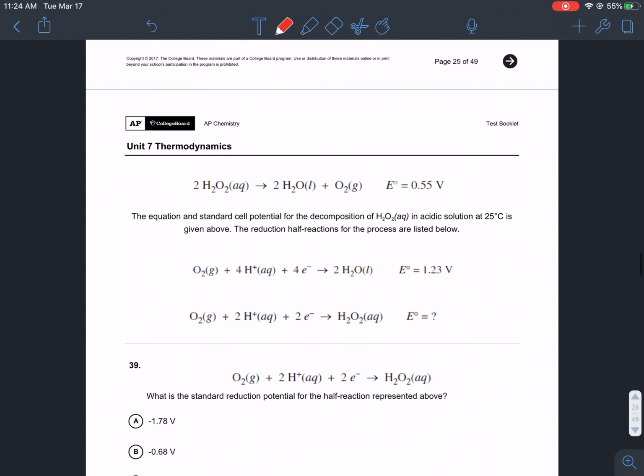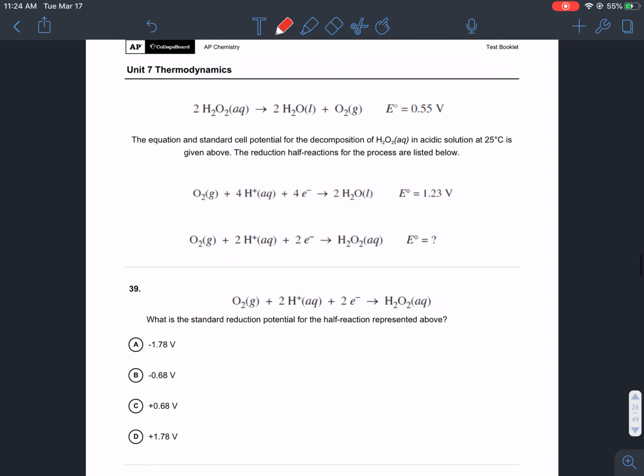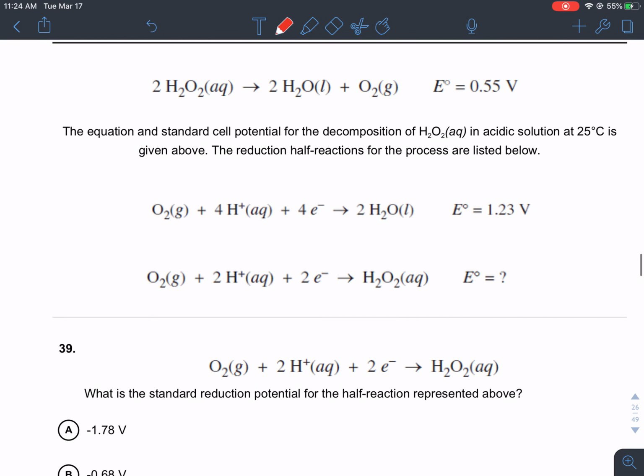Okay, this is 39. You got hydrogen peroxide, and you've got to remember your oxidation number questions, okay? Hydrogen peroxide has an E of that. Your oxygen plus H+ has an E of that. So what is the standard reduction potential for the half reaction represented above?